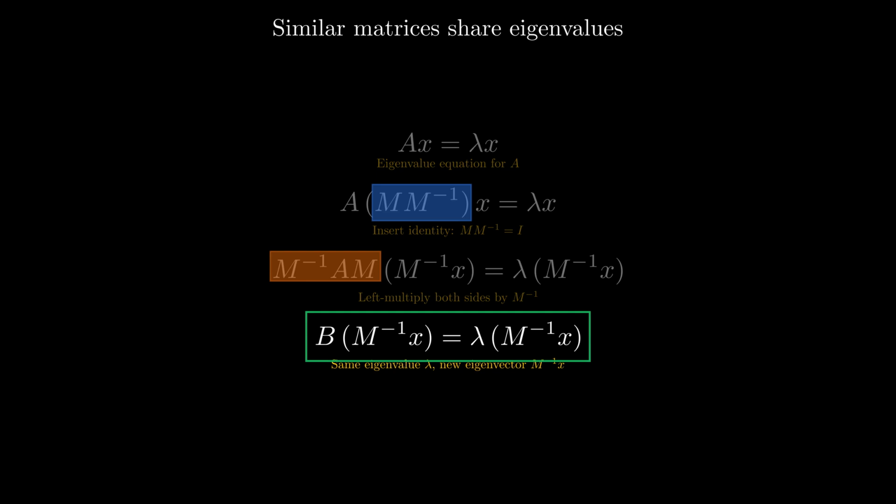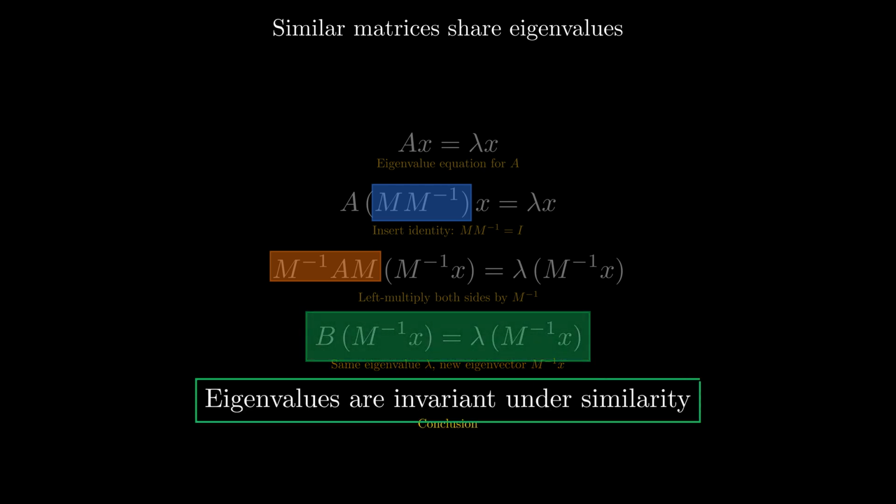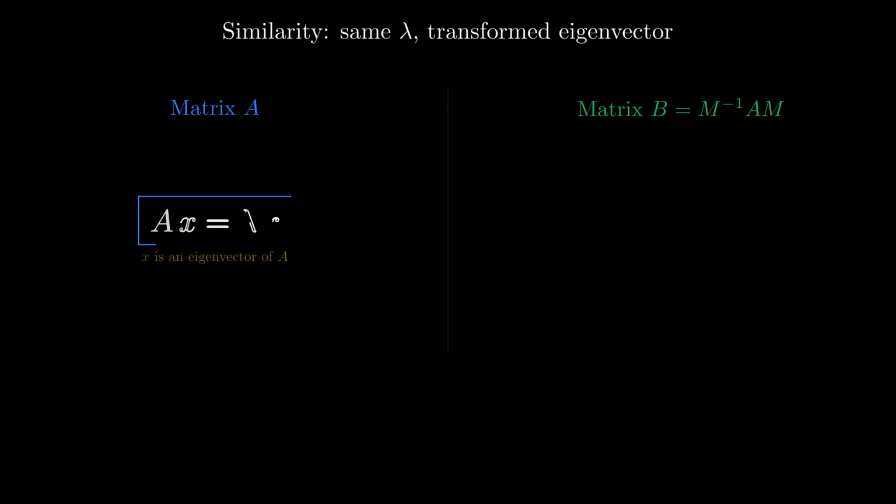Putting it together, B times M inverse x equals lambda times M inverse x. This is the eigenvalue equation for B with the same eigenvalue lambda and a new eigenvector M inverse x. So every eigenvalue of A is also an eigenvalue of B. The relationship is symmetric, so the reverse holds too. Eigenvalues are invariant under similarity. Period. Notice what the proof actually says. Eigenvalues are preserved, but eigenvectors transform.